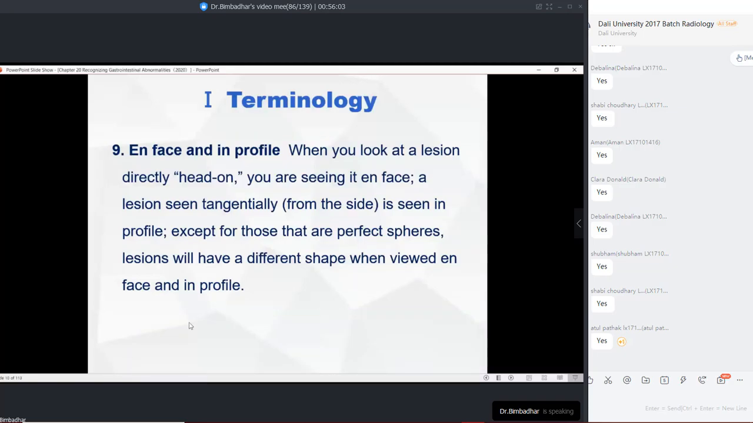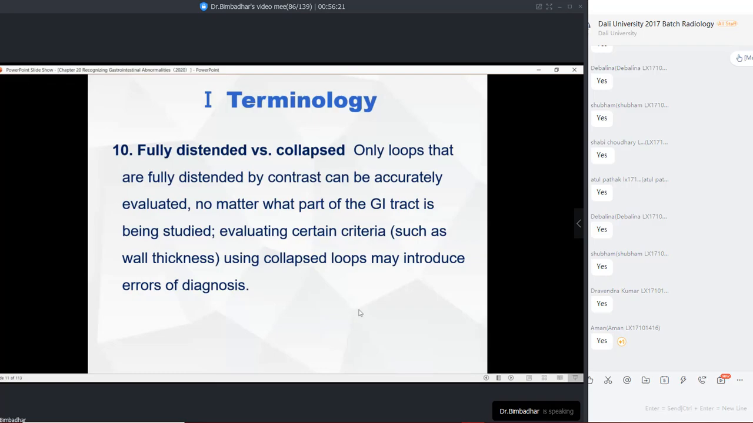Did you understand? The property of the basic lesion does not change, but the shape may change and the position may change. Is this clear? Yes, no, guys? Okay. Then we have full distension and collapse.